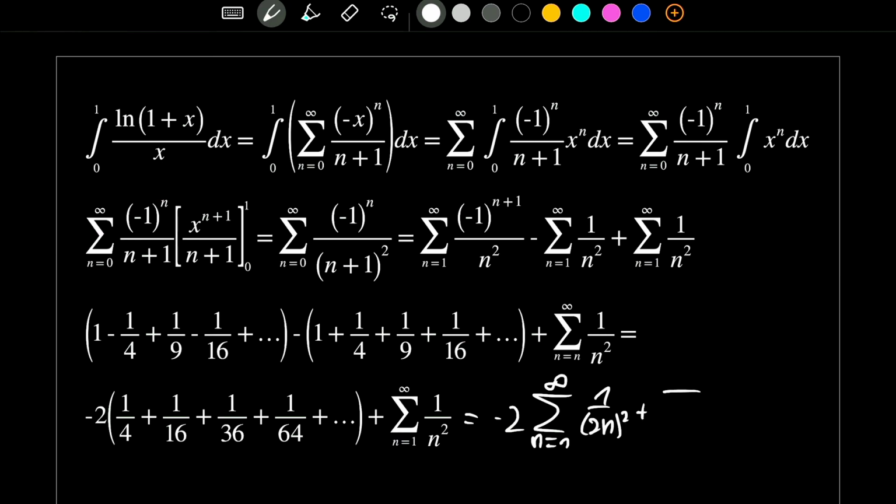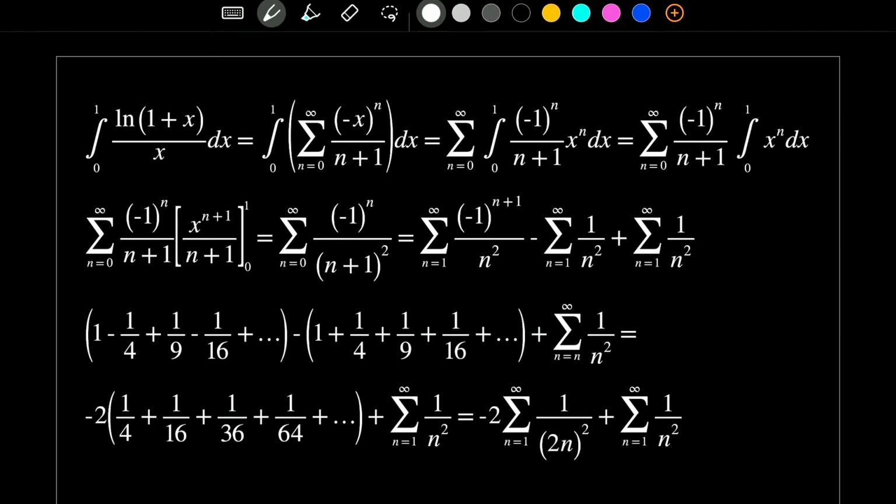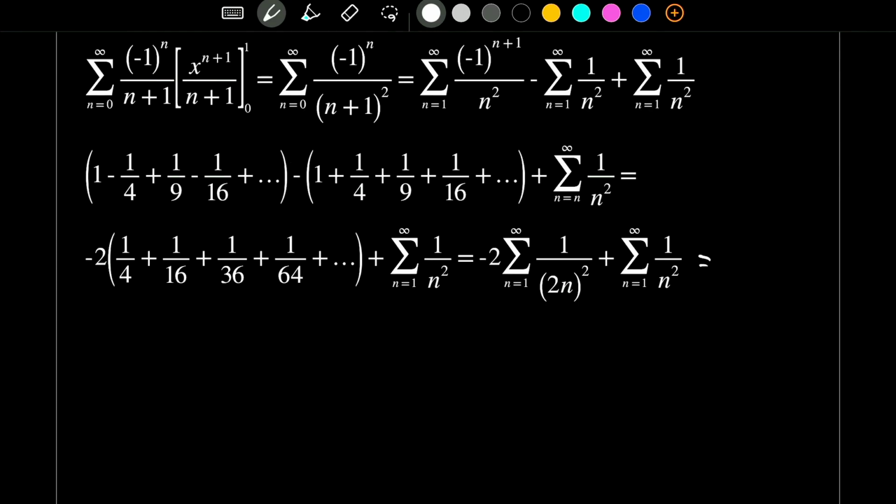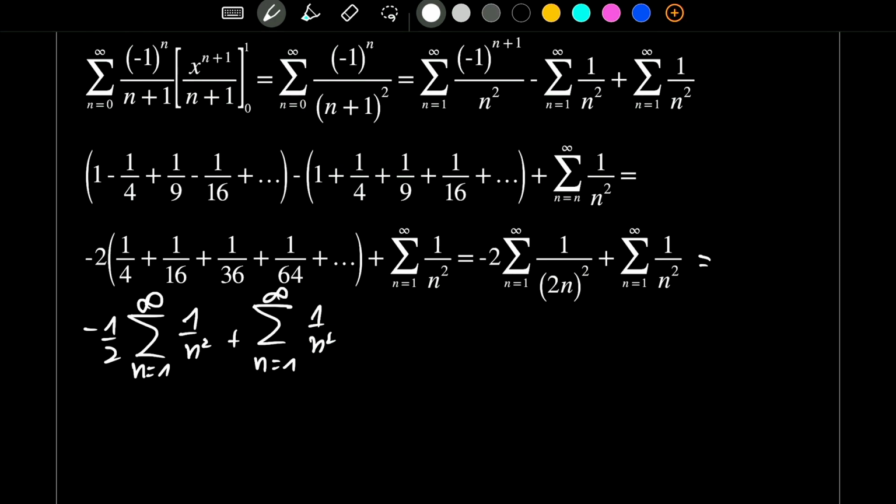Another way to look at this part over here is that it's just this sum divided by 4, right? And we can see that here as well, because if we take (2n) squared, we get 4 times n squared. So of course, writing that out, we have minus 1 over 2 times the sum from n equals 1 up to infinity of 1 over n squared plus the sum from n equals 1 to infinity of 1 over n squared, which of course gives us a half times that sum, which is the Basel problem actually, which I recently proved. And the Basel problem is this sum, which is equal to pi squared over 6. So in total we have pi squared over 12.